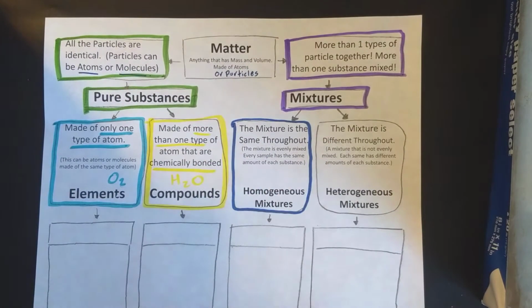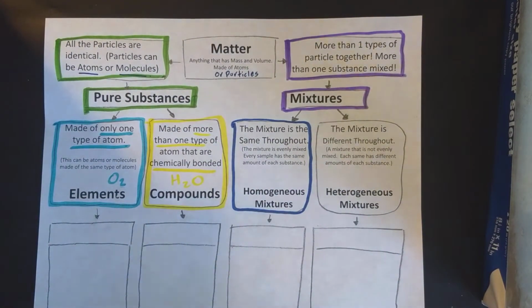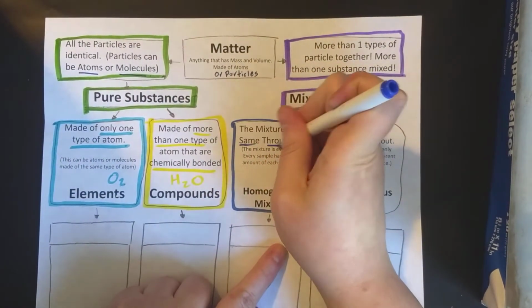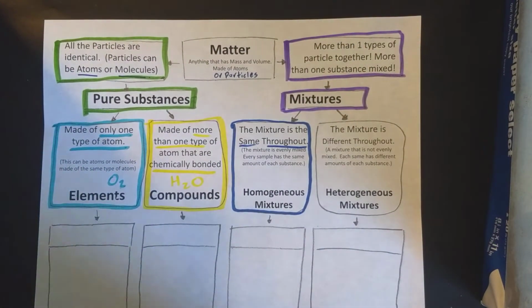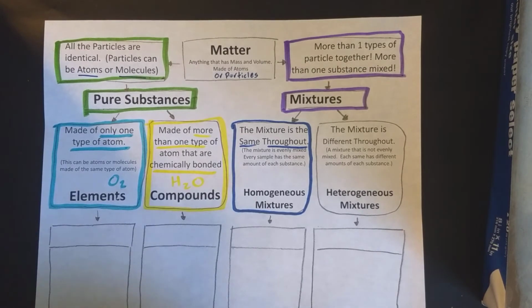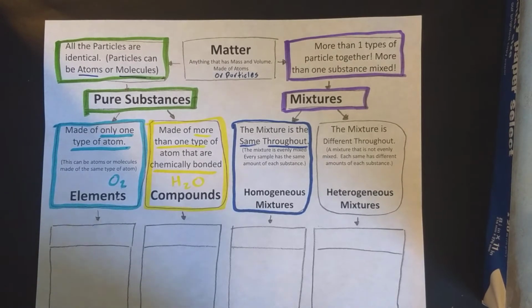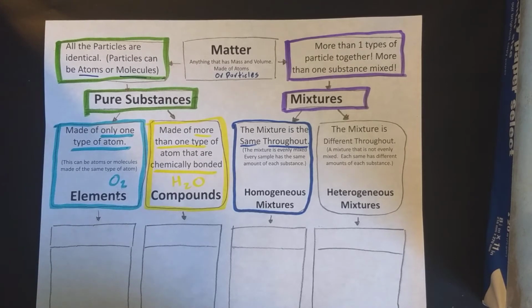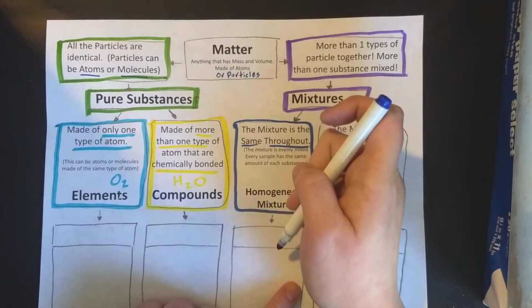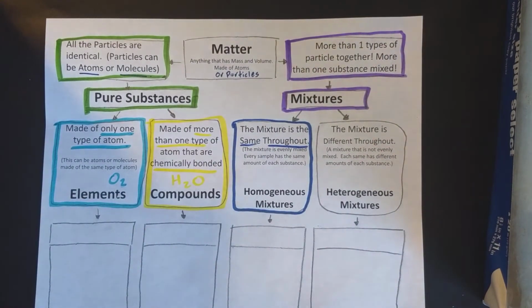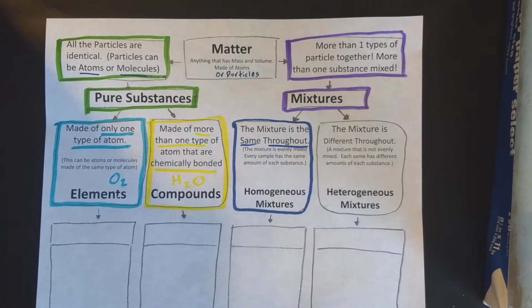Okay, so what a homogeneous mixture is, it's a mixture that is the same throughout. It is mixed so well and so evenly that everything in that mixture looks the same. So with homogeneous mixtures, you have to think a little bit and make sure that you're thinking about what it's made of, because it's going to look like it's one thing, but you have to know that it's made of more than one. So it looks the same throughout. A mixture of more than one thing, but it looks the same throughout.